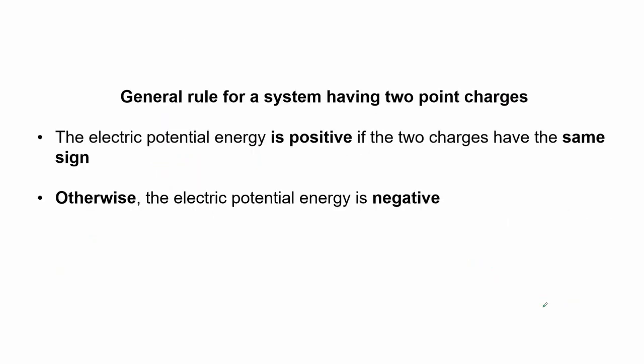General rule for a system having 2-point charges. The electric potential energy is positive if the two charges have the same sign. Otherwise, the electric potential energy is negative.